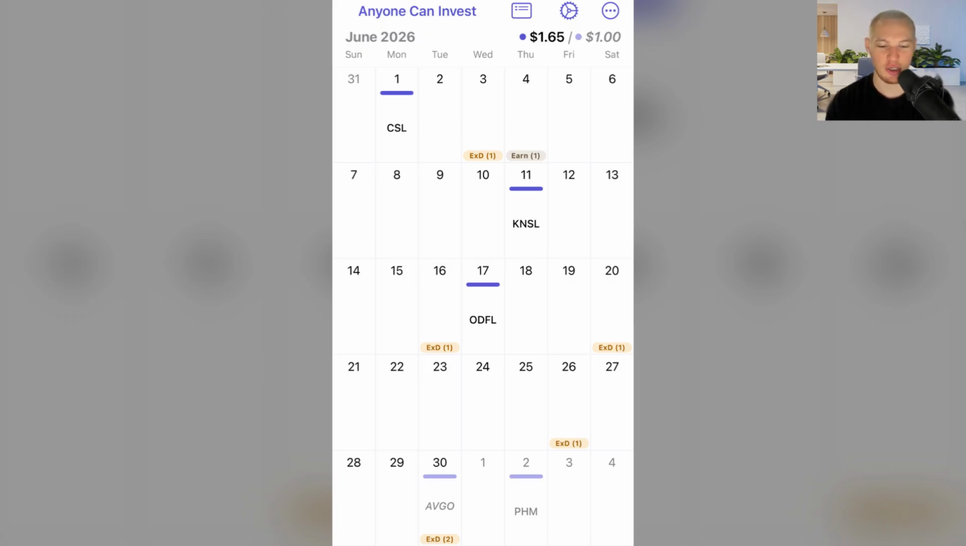We are sitting at June right now. You guys can see that CSL dividend on June 1st. We already went over that. We have a KNSL dividend on June 11th. We have the ODFL dividend on June 17th. And then we have the AVGO Broadcom dividend on June 30th. So those are all things we like to see.